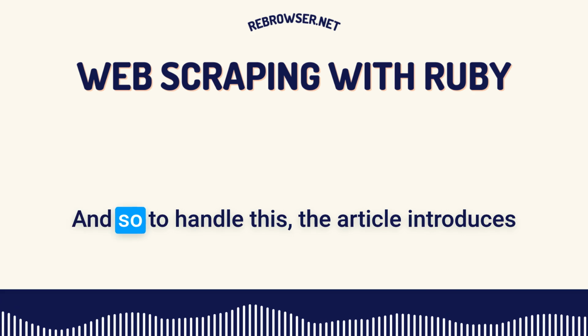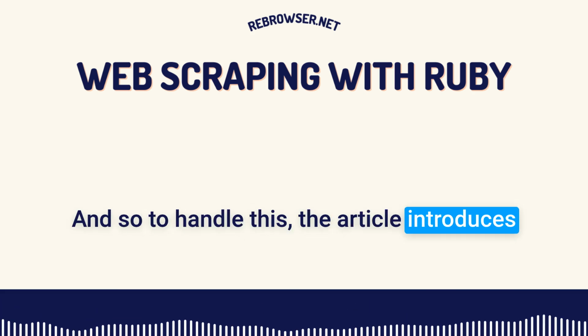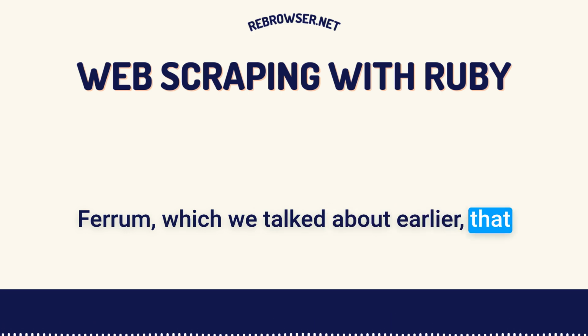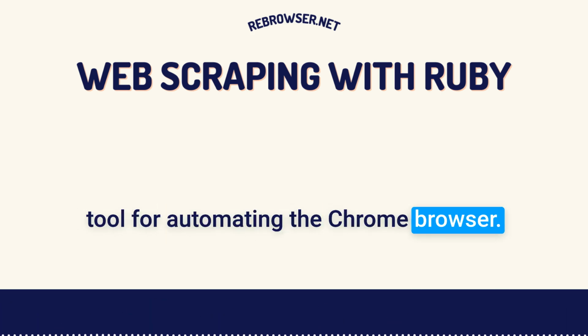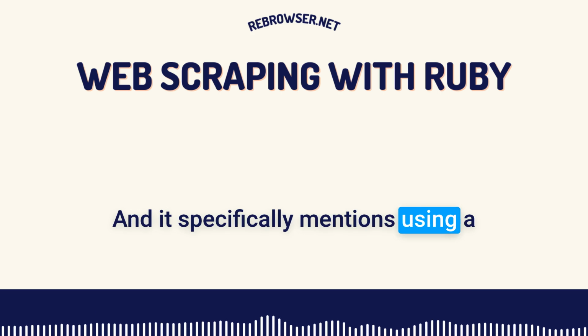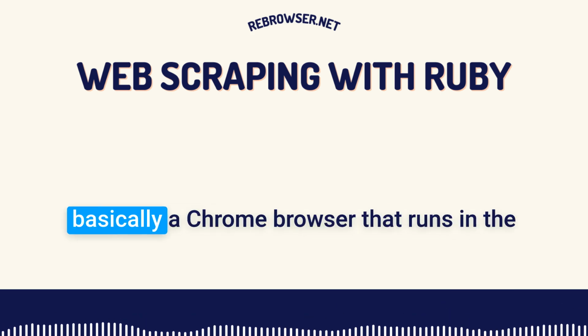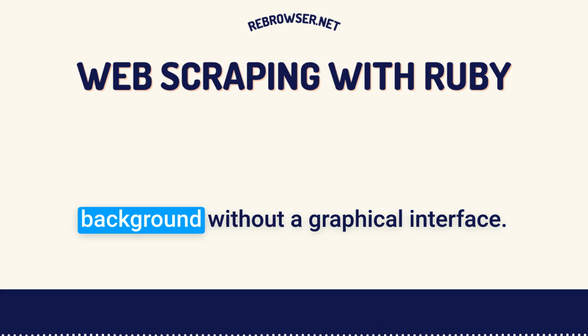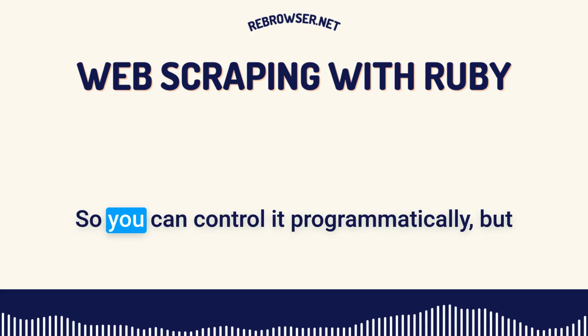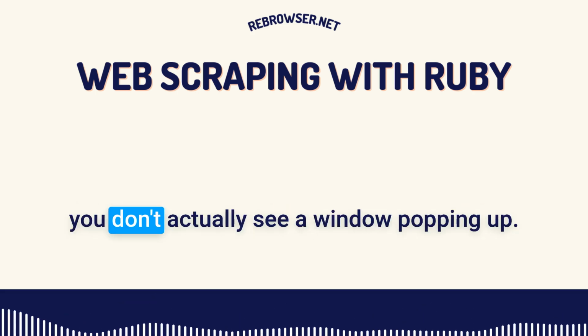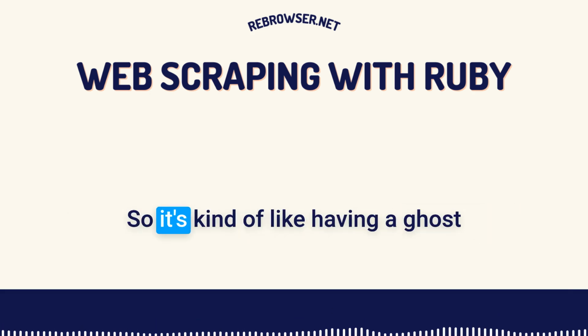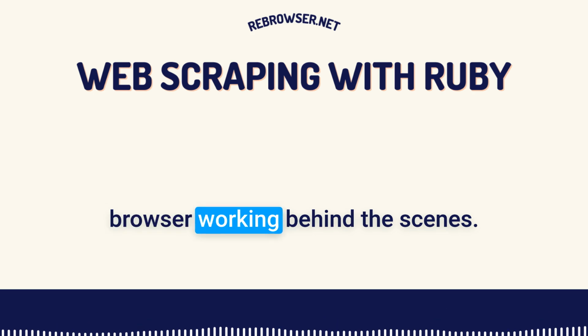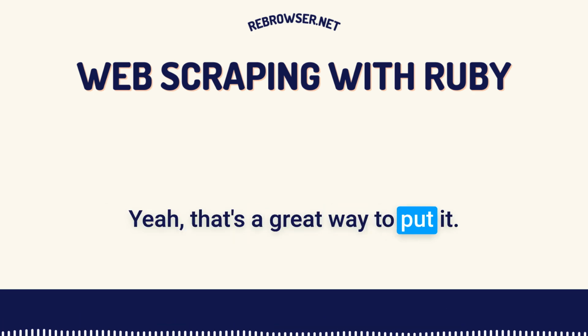Exactly. And so to handle this, the article introduces Ferrum, which we talked about earlier, that tool for automating the Chrome browser. And it specifically mentions using a headless Chrome browser, which is basically a Chrome browser that runs in the background without a graphical interface. So you can control it programmatically, but you don't actually see a window popping up. So it's kind of like having a ghost browser working behind the scenes. Yeah, that's a great way to put it.